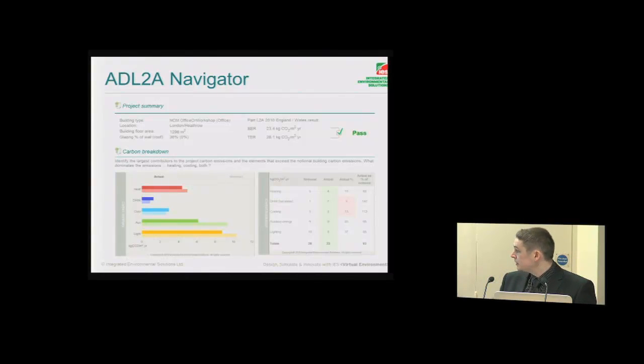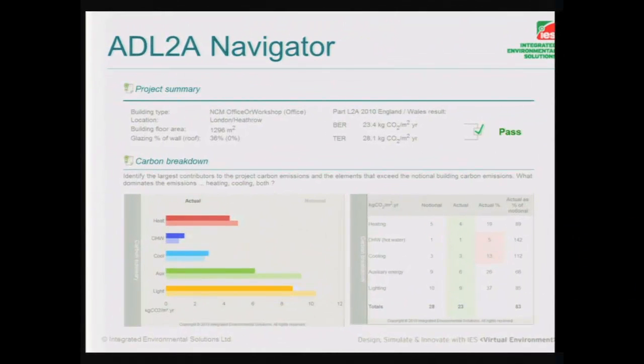Now, as well as looking at the overall carbon emissions, we also get a direct comparison between where the notional building is and where our actual building is. So again, after the analysis, we can highlight areas where the notional building is outperforming our actual building, which would probably indicate that there's scope within that region to make further improvements that will help me get closer to my target emission rate.